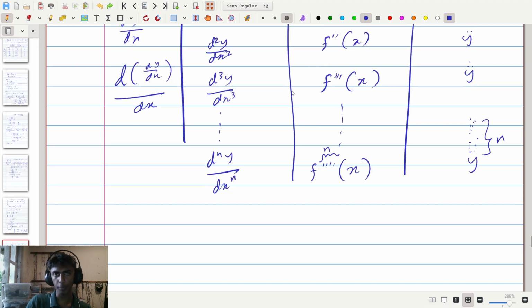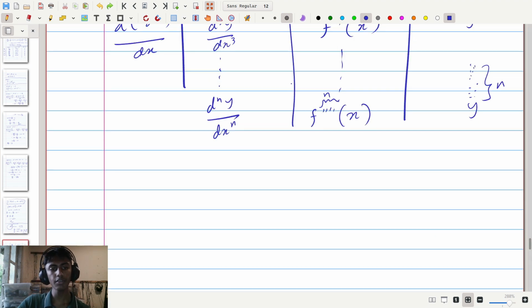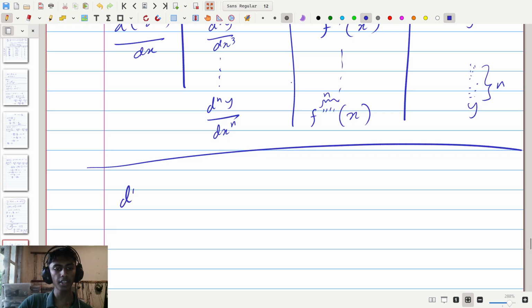We discussed some special cases, like the fact that the nth derivative of e to the power of x with respect to x is itself still going to be equal to e to the power of x.